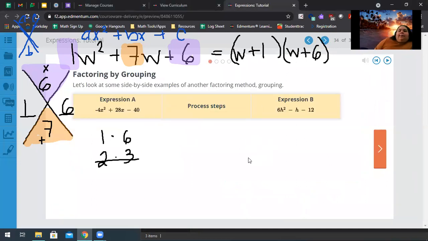So let's talk about grouping, which you can kind of use a giant X as well, very similar to it. So let's go ahead and focus on that.